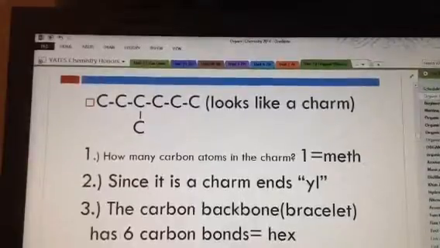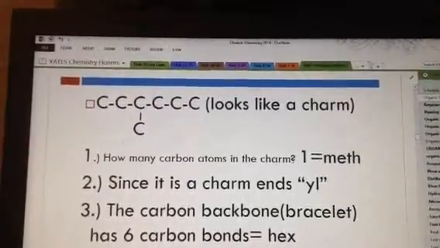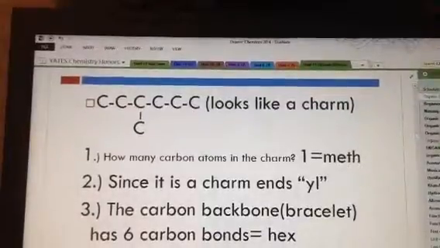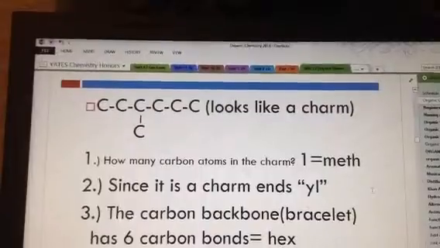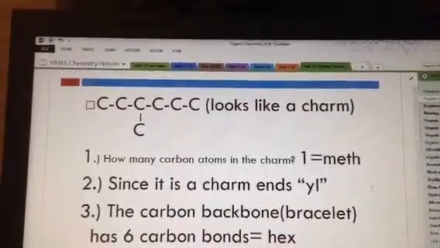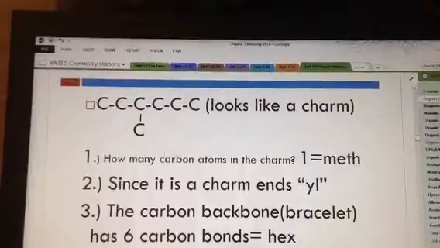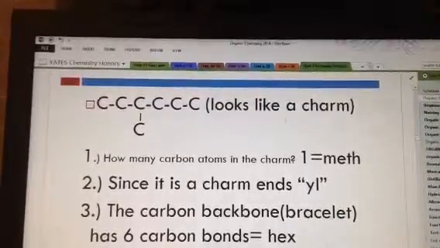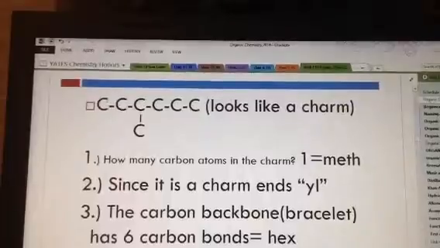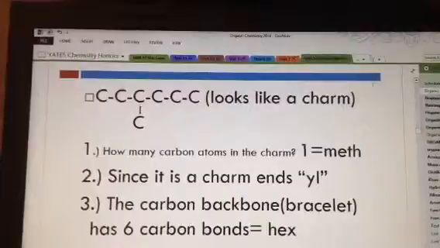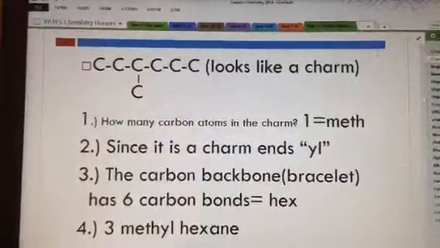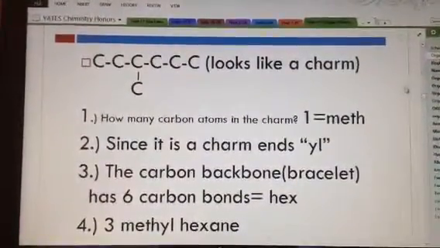So this is 1, so it would be a methyl charm. Since the bracelet, which is the backbone, has 6 carbons on it, it would be a 3-methyl. We use the same principle with naming this, counting both directions, 1, 2, 3. And if I counted this direction, it'd be 1, 2, 3, 4. Smallest score always wins. So this is a 3-methyl hexane.